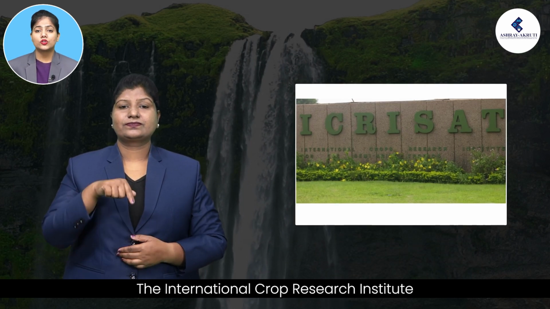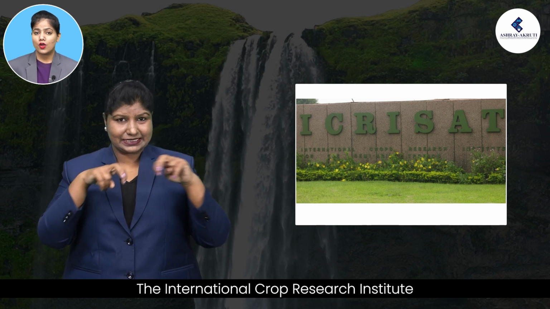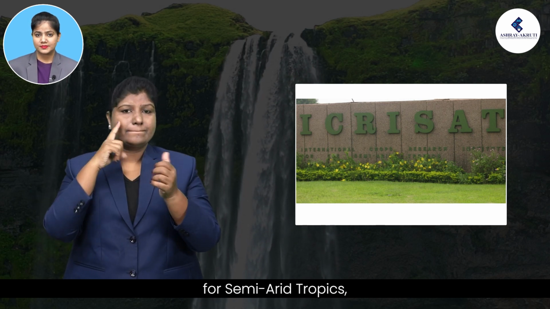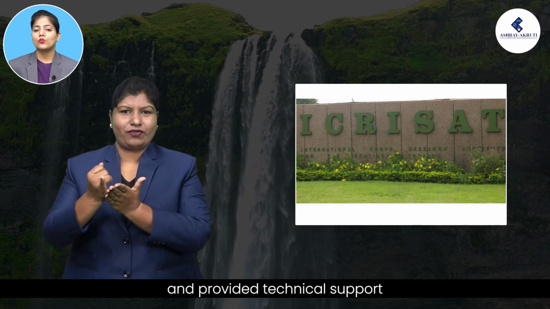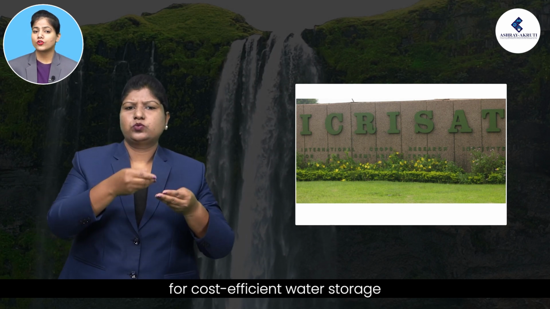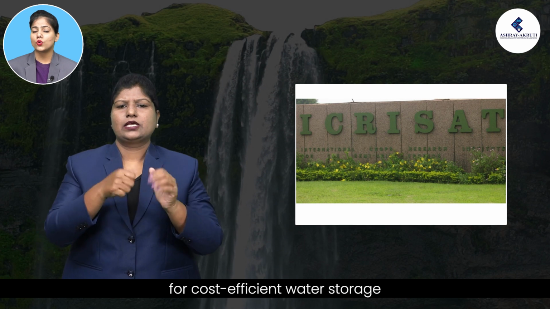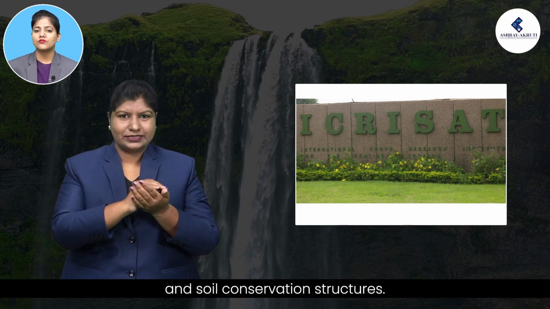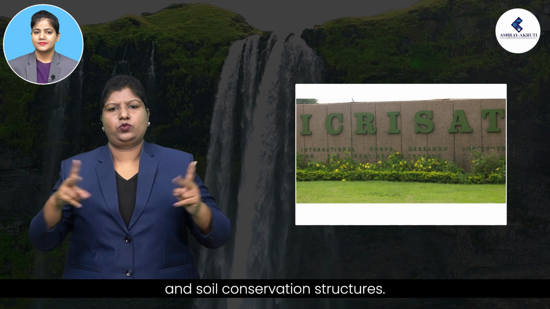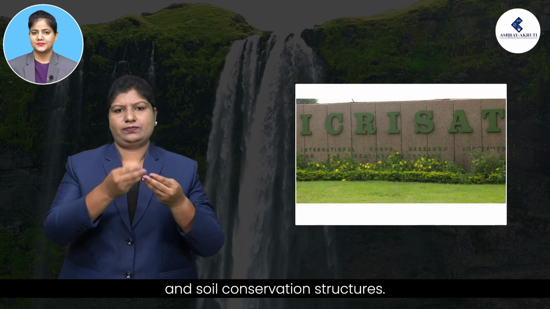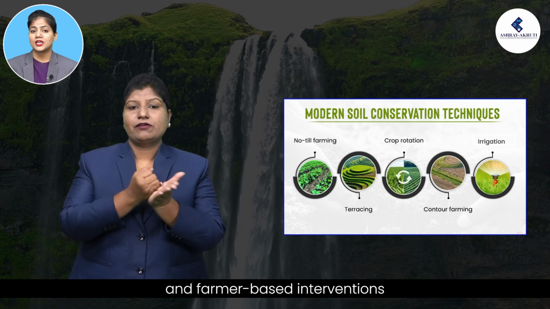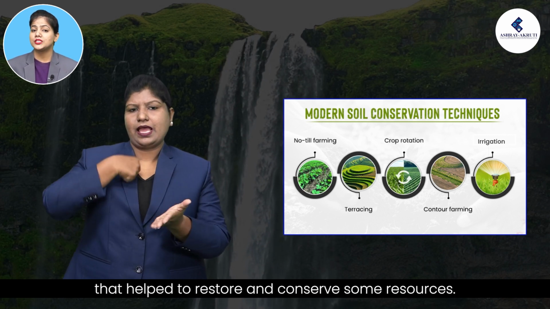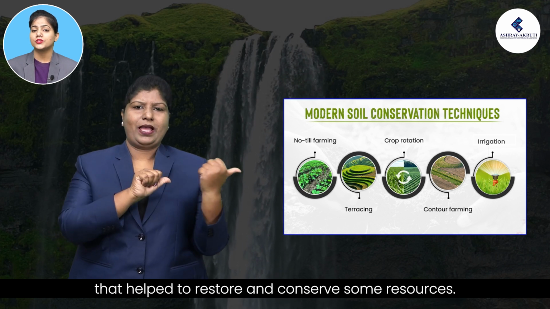The International Crop Research Institute for Semi-Arid Tropics, ICRISAT, educated villagers and provided technical support for cost-efficient water storage and soil conservation structures. The measures were community and farmer-based interventions that helped to restore and conserve some resources.